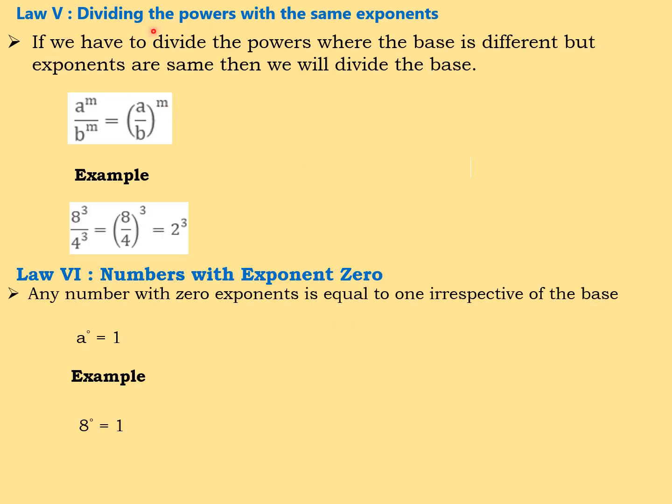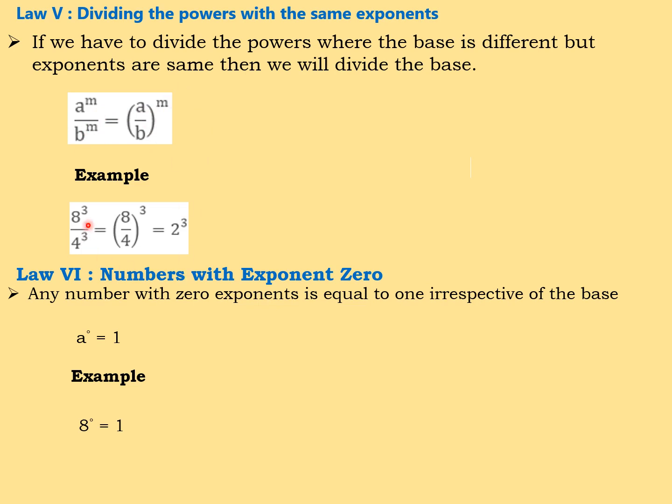Law 5, dividing the powers with same exponents. If we have to divide the powers where the base is different but exponents are same, then we will divide the bases. As we have done in the multiplication when the bases were different, same method is applicable in division also. So a to the power m by b to the power m is a by b in the bracket to the whole power m.